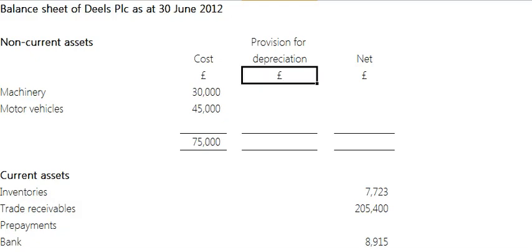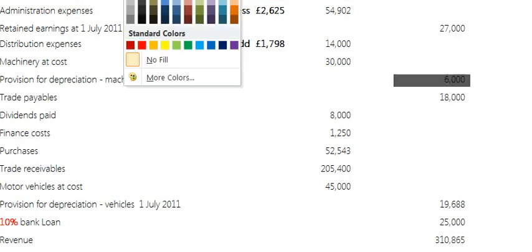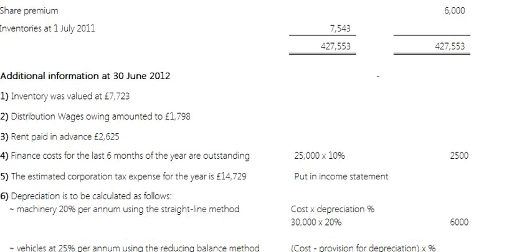First thing we're going to do is provision for depreciation. And you've got to remember, if I go back to the trial balance, that you've got the provisions there, I'll make it yellow, and there. But these were the provisions at the start of the year. We depreciated machinery and motor vehicles. All the calculations we did down here.